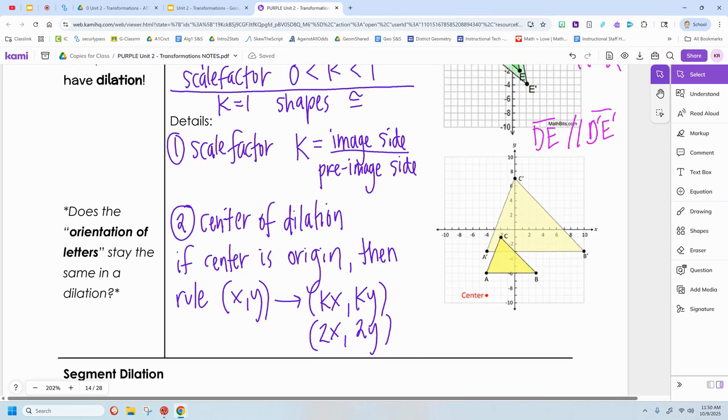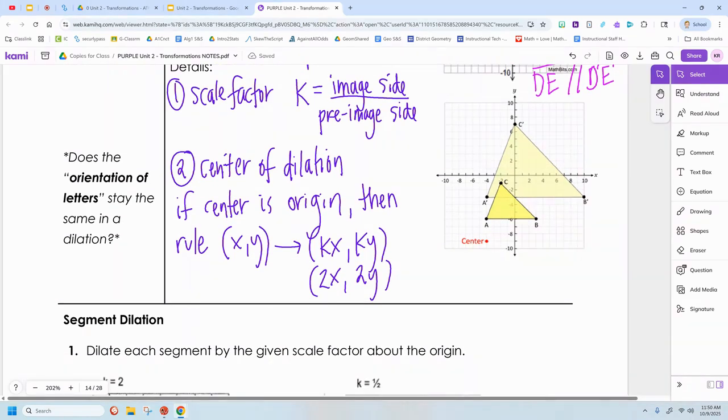Okay. So if we look at side AB and side A prime B prime, AB looks like it's 1, 2, 3, 4, 5, 6, 7 units long, right? Yeah, 7.